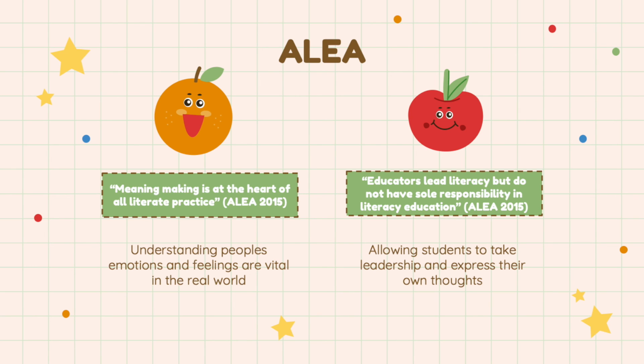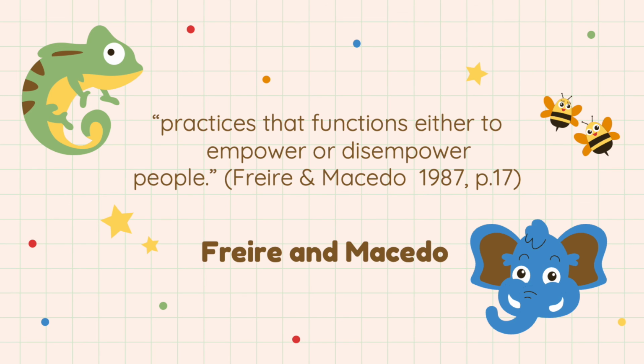This means the students can work on their critical thinking and independency, practices that function either to empower or disempower people. My activity functions to empower the students as they have the ability to succeed on their own, rather than have the opportunity to be forced to make wrong decisions.